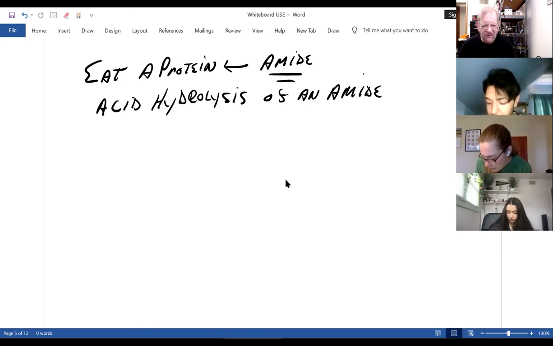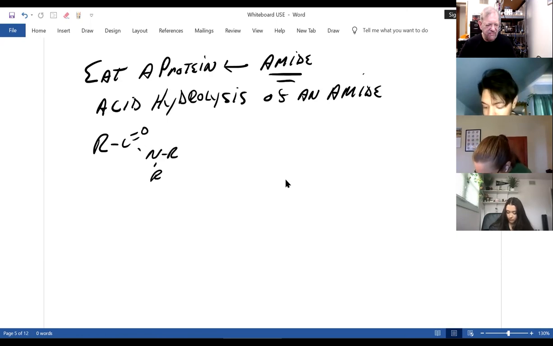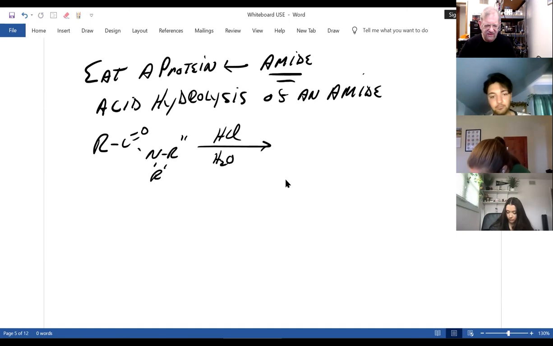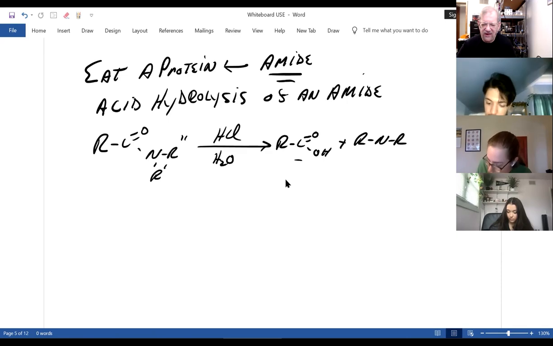And that's acid hydrolysis of an amide, because that's the key functional group holding the amino acids together in a protein. And what's the general reaction? And for this, so you know the counter ion, let's use hydrochloric acid. And for test three, you learn this stuff. And you get back the carboxylic acid you would have used to make that amide, plus the amine salt that you would have used to make that amide.